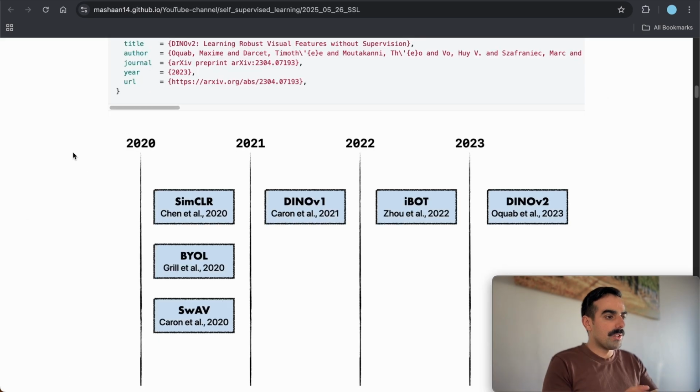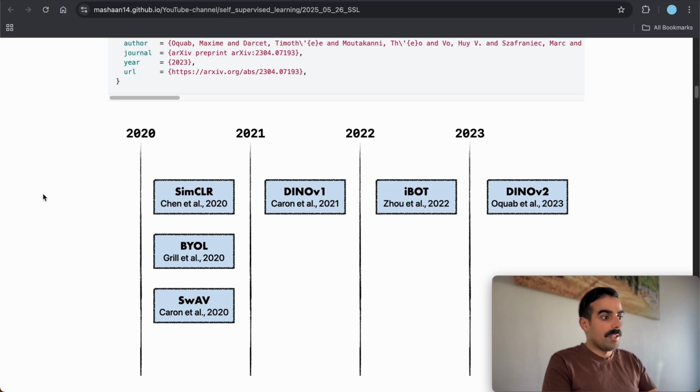So these are the papers that I'm going to discuss in this video, and you might be wondering, Mashan, you cannot be serious. Are these the only papers that were published in self-supervised learning for 4 years? No. But in my opinion, these are the papers that contributed the most to the development of DINOv2. Every major component in DINOv2 was borrowed from one of these 5 papers. So let's start with SimCLR.